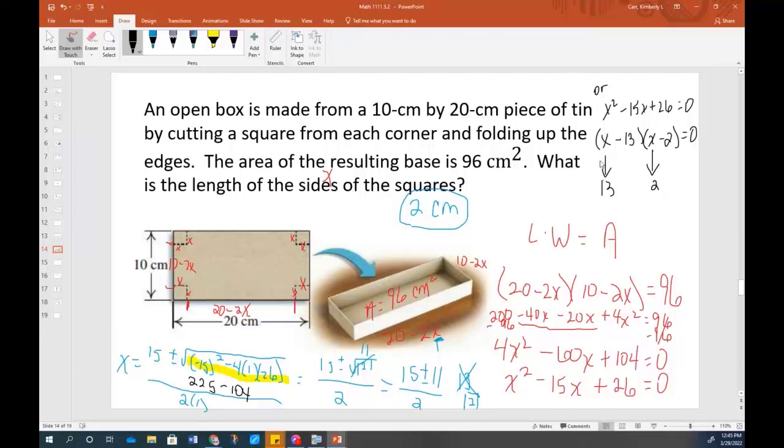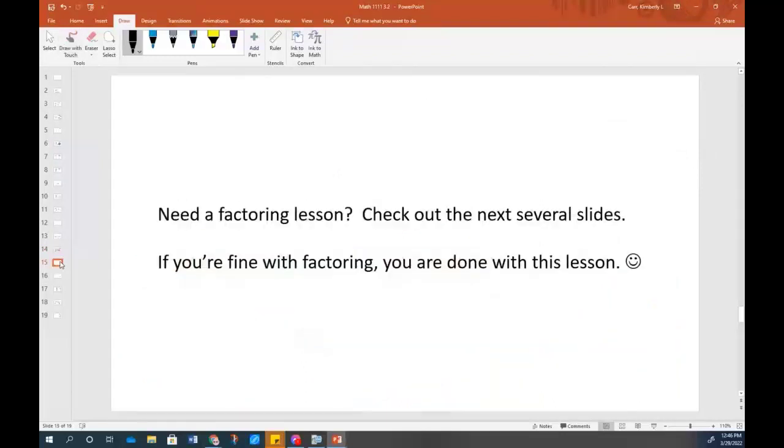Factoring is shorter if you recognize you can do it and learn how to do it. Still yet, though, this 13 does not check, so the only answer is 2. And of course, that was in centimeters. I believe that that's finishing up our lesson. So if you don't need any help with factoring, you can go ahead and quit watching this. The rest of this is some factoring review.